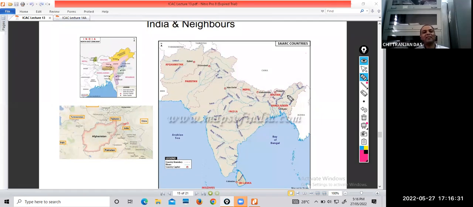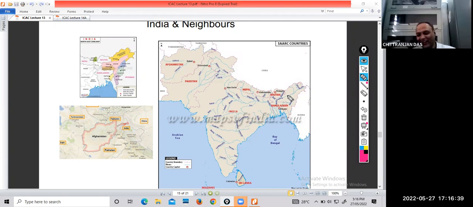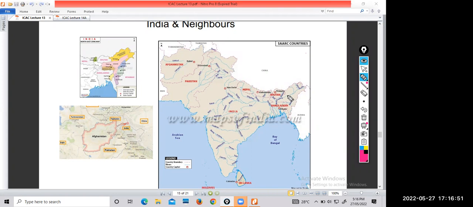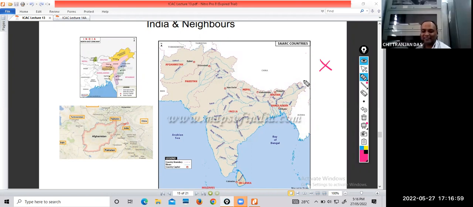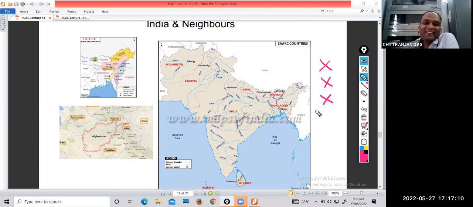So what all neighbors are there? We have Pakistan, China, Nepal, Bhutan. You all are aware. So can somebody tell me, India's longest land boundary is with which country? Land border. Pakistan. Wrong. Second option, China. Wrong. Nepal. Wrong. Now you people have named all countries.